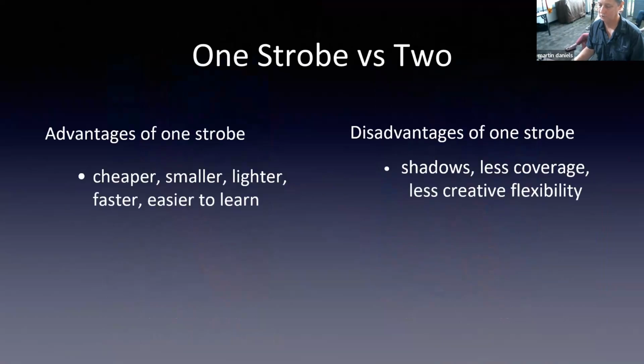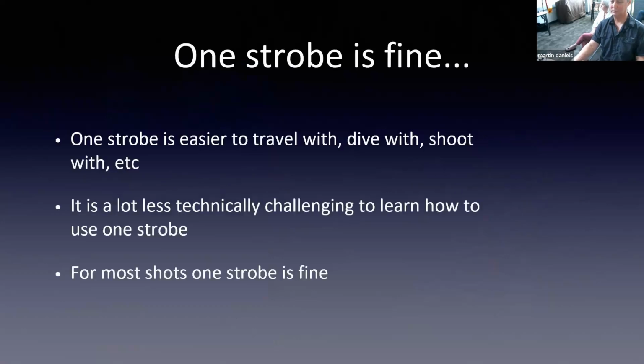So let's talk a bit about strobes. One strobe versus two. For years, I shot with one strobe. It's cheaper, smaller, lighter, faster, and easier to learn. The disadvantage of one strobe is that you get more hard shadows, less coverage, and less creative flexibility. But one strobe is fine.